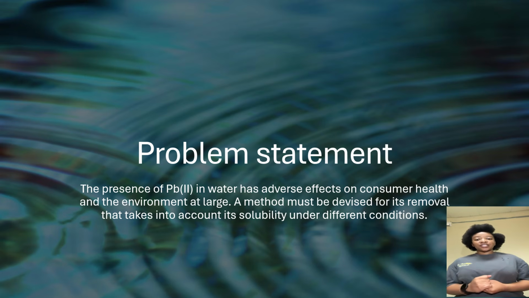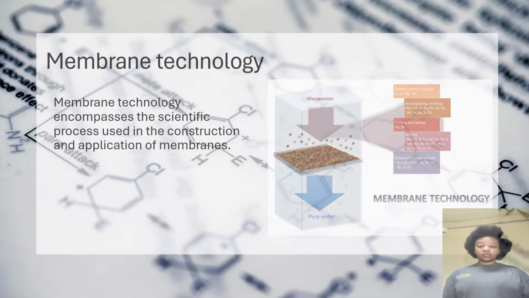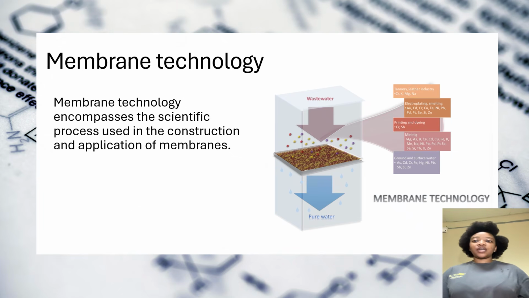The study has therefore identified that we need to devise a method for the removal of lead-2 from water, taking into account its solubility under different conditions. We must ensure that the amount of lead that is in your water meets the standard set. The method that has been proposed for the effective removal of lead from water is membrane technology.